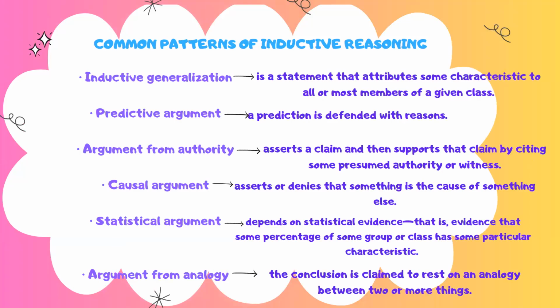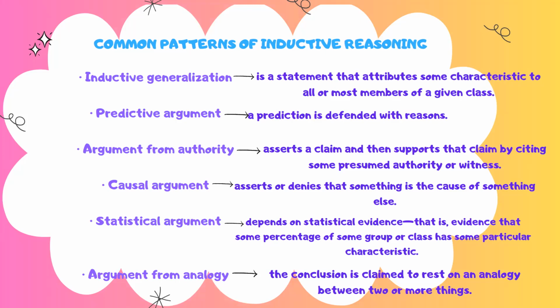Let's move on. On this page, there are common patterns of inductive reasoning. There are 6 common inductive patterns. The first one is inductive generalization, a statement that attributes some characteristic to all or most members of a given class. An example: all dinosaur bones so far discovered have been more than 65 million years old, so probably all dinosaur bones are more than 65 million years old.